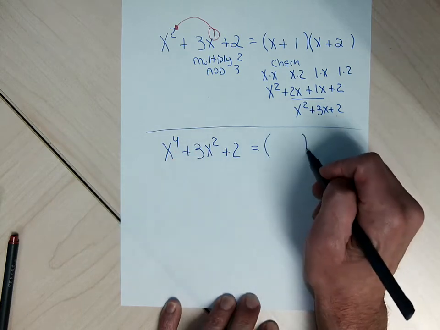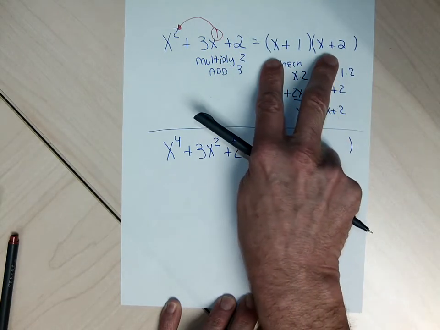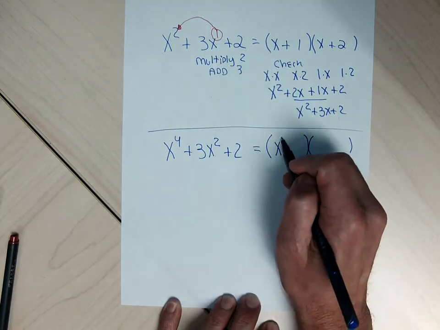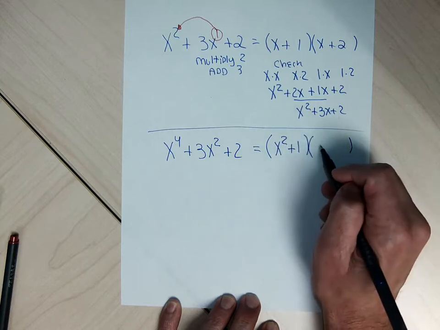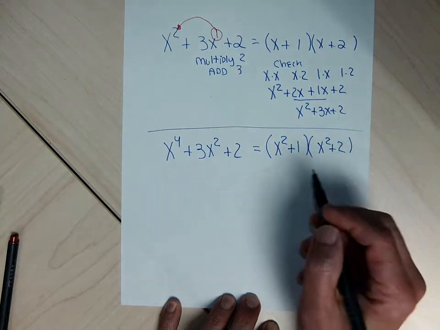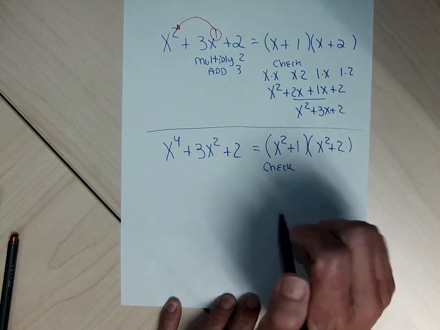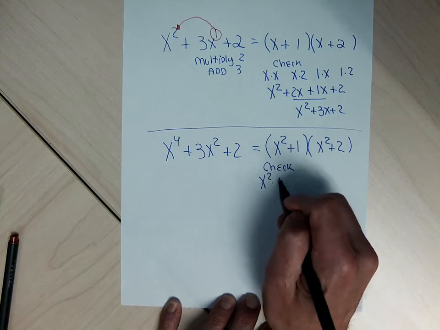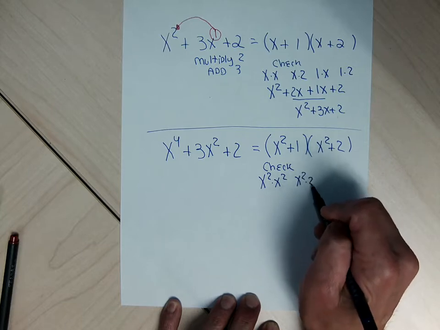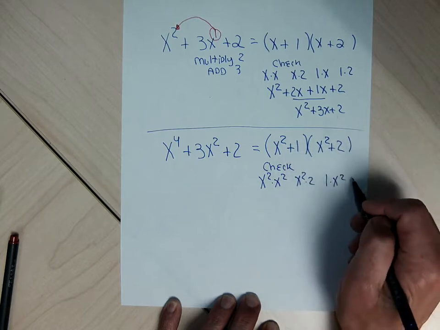Here the numbers are plus 3 and plus 2. When that's the case, the only difference in the factoring is instead of having x's up front, I'm going to get x squareds up front. I claim that this problem is going to factor into x squared plus 1 times x squared plus 2. And I'll show you that this checks. I'd multiply x squared times x squared, x squared times 2, 1 times x squared, and 1 times 2.